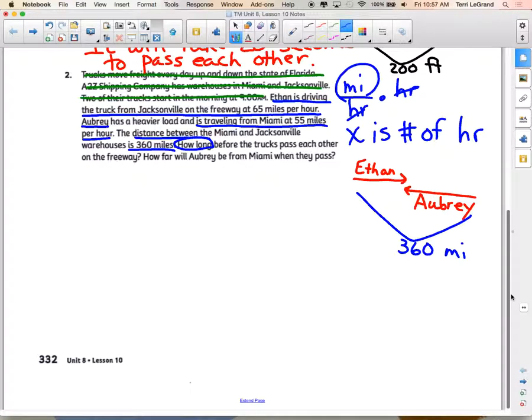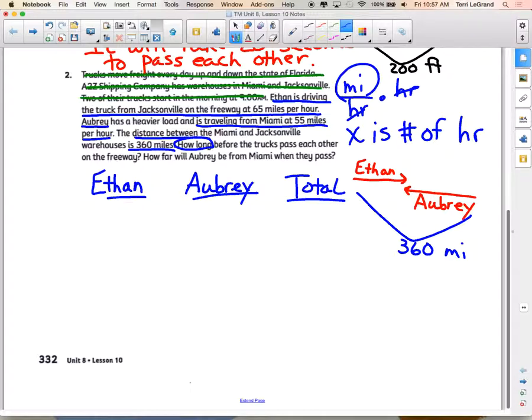But we got to put their names here. We got Ethan. We have Aubrey. And we have a total, we decided. Okay, starting out in different places, we want to know when they're going to meet. And the distance between the two of them, they got to cover 360 miles. So what are we going to do for Ethan? What's our multiplication problem for him?